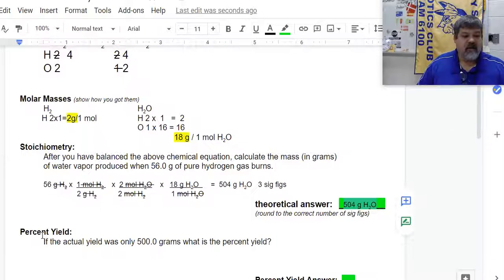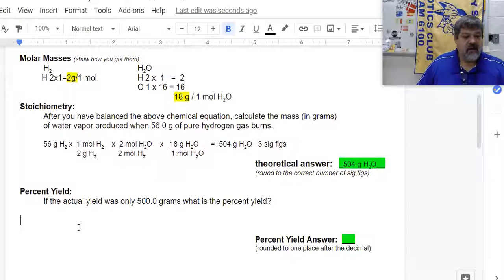Okay, our next step is we're going to do percent yield. Percent yield is a formula: percent equals our actual yield divided by our theoretical yield. I'll tab over a little bit and underline this one right here. Then we multiply by 100 to get our percent, and that's going to equal our answer. Now our answer needs to be in one place after the decimal, so we're going to round it to one place after the decimal.